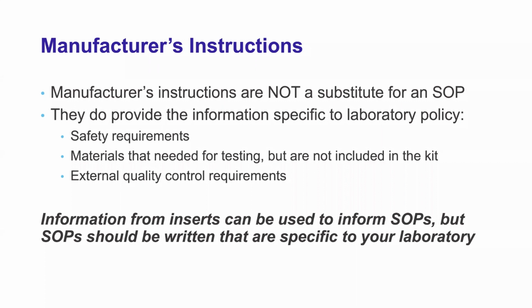An example in the flow cytometry lab: the manufacturer's instructions may say, incubate for 60 minutes in a dark area, whereas our SOP may say, incubate in a foil-lined 15 milliliter conical tube. So they may not include all the information you need about the materials if they weren't included in the test kit. And they often won't include any information about external quality control requirements. Information from inserts can be used to inform your SOPs, but you can't just put the manufacturer insert in a binder and call it an SOP. You really need to draft an SOP that's specific to your laboratory.